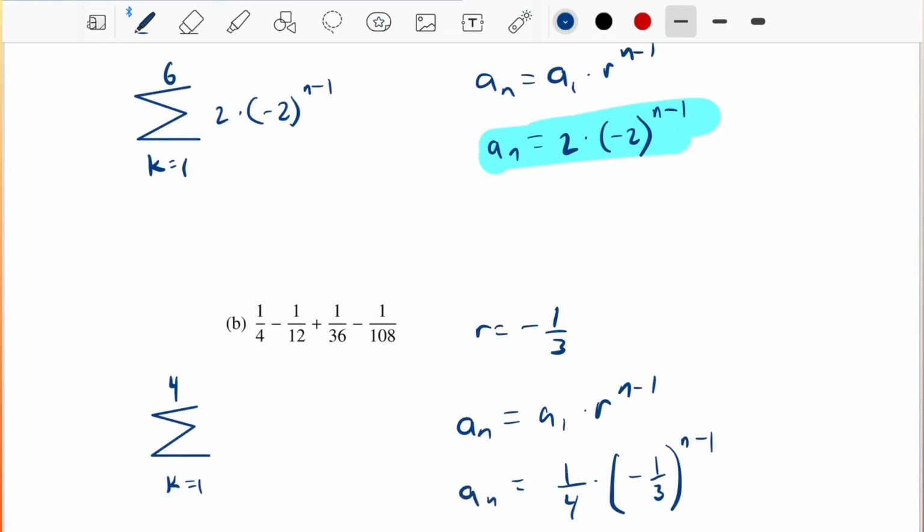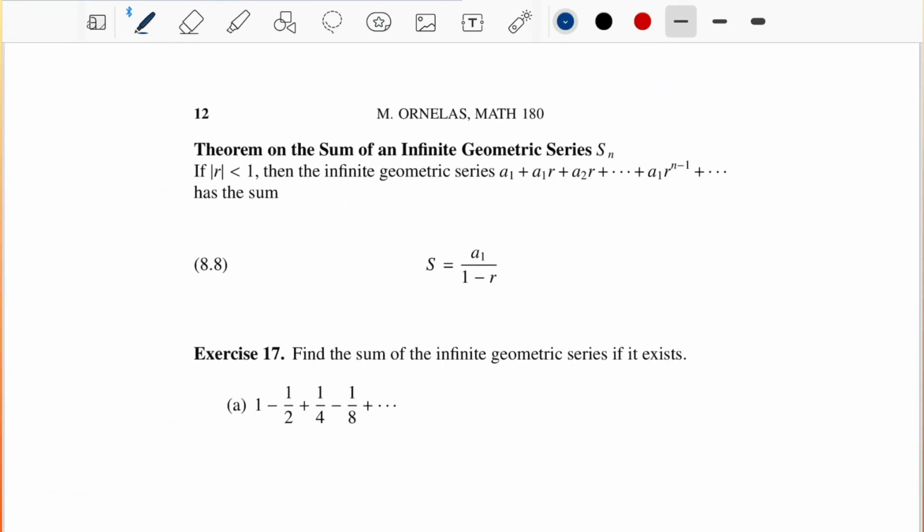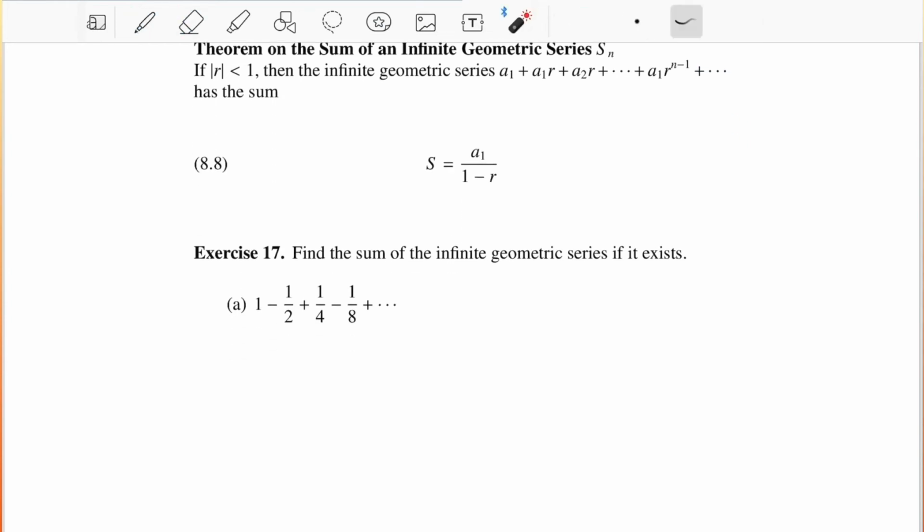Okay, moving on. So now we have a theorem on the sum of an infinite geometric series. Infinite just means it continues indefinitely. As you can see, this one continues indefinitely because of the ellipsis. And let's check to see if it's a geometric series, even though it tells us it is. Let's find the common ratio.